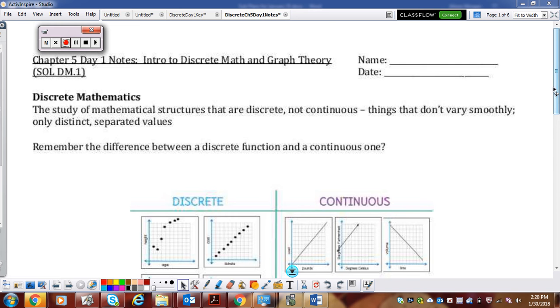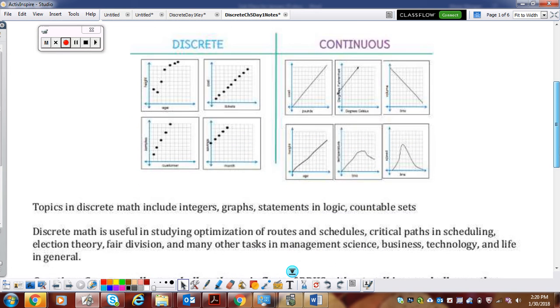Now let's take a look at graphs. Here are some examples of discrete and continuous graphs. If you notice, the discrete graphs are not joined together, and the continuous ones are connected and they keep on going.